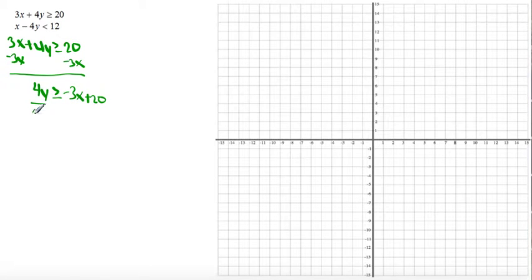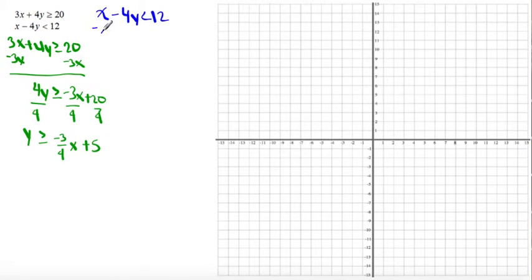To get y by itself, divide everything by 4. So y is greater than or equal to negative 3/4 x plus 5. Do the same thing with the second inequality. I have x minus 4y is less than 12. Subtract x on both sides.